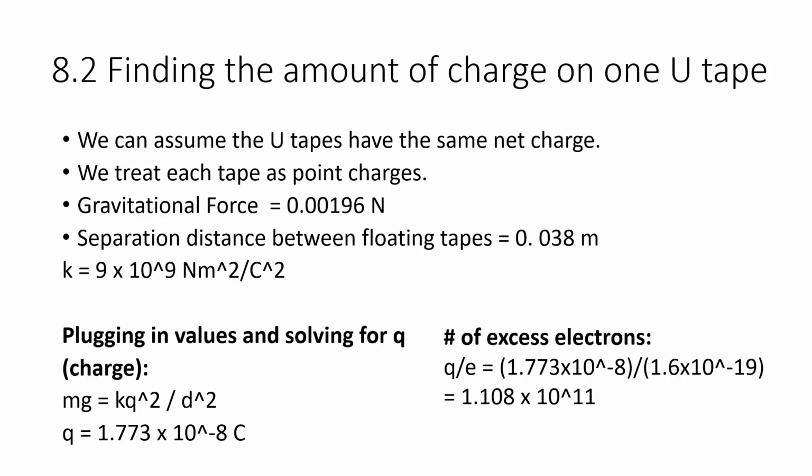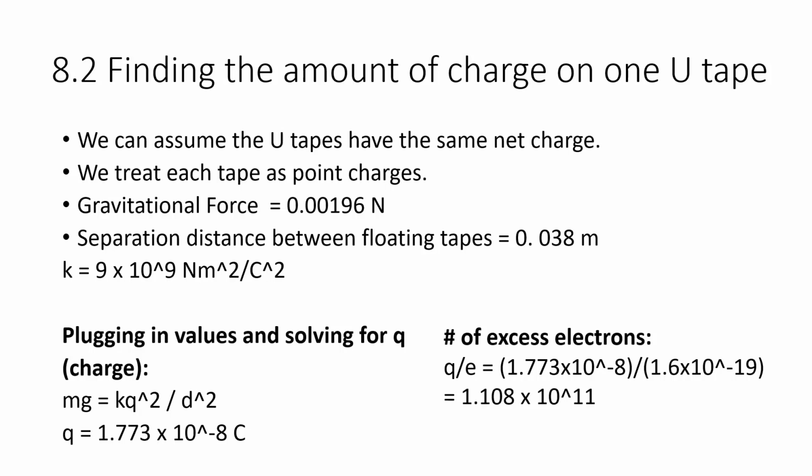The gravitational force for this is 0.00196 newtons as calculated on the previous slide, and the measured separation distance between floating tapes in the lab was 0.038 meters. The Coulomb constant value is 9 times 10 to the 9th newton meter squared per coulomb squared. Plugging in values and solving for Q in the expression shown in the bottom left, in which I equate the gravitational force to the electric field force to calculate the charge value, Q, gives a Q value of 1.773 times 10 to the negative 8th coulombs.